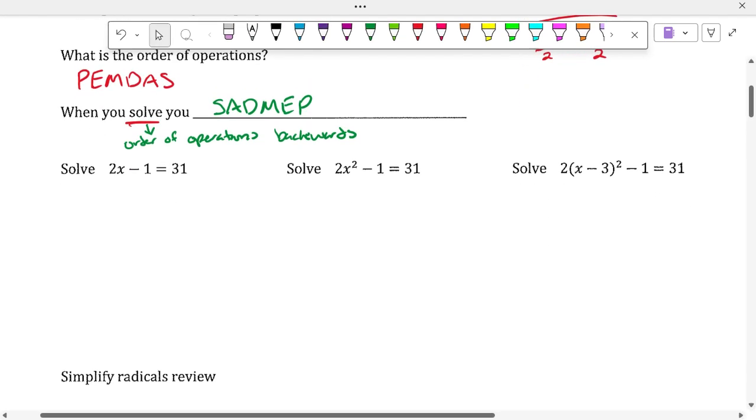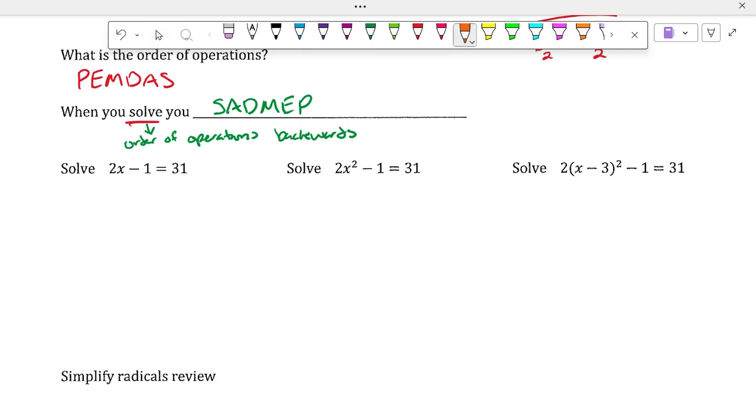So for example, if I wanted to solve 2x minus 1 equals 31, how do I solve it? What's the first thing I've got to get rid of? The minus 1. So how do I get rid of it? Add it. So I get 2x is equal to 32. Then what do I do? Divide by 2. x is equal to what? 16.